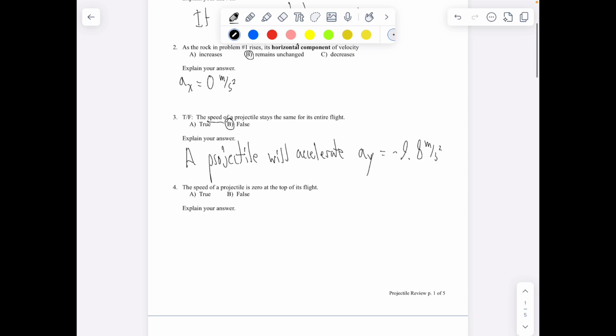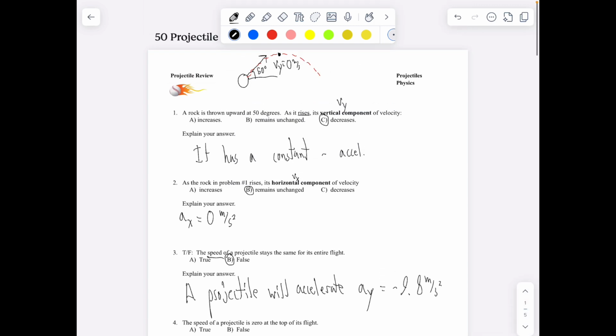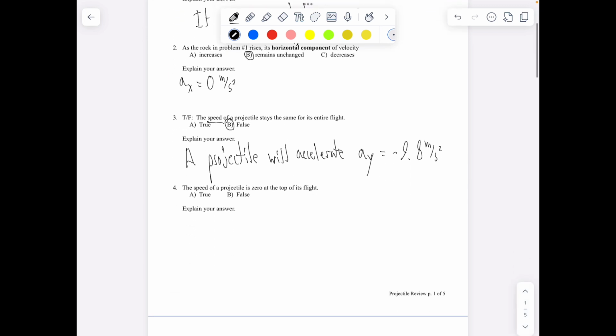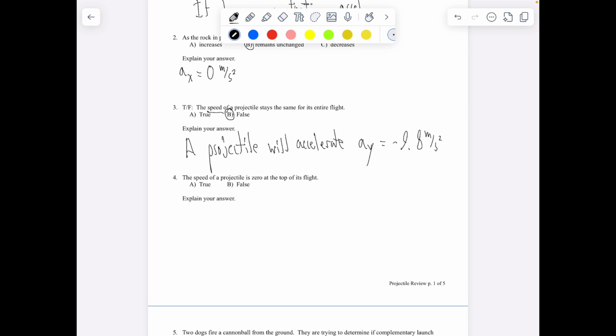So here, some projectiles, if you launch something straight up at the very top, it is not moving up, not moving down, not moving left or right, then its speed would be 0. But you can imagine if you launch something at an angle at the top, vertically, its speed is 0. But horizontally, it would still be moving. So speed of a projectile is 0 at the top of its flight. That is false.